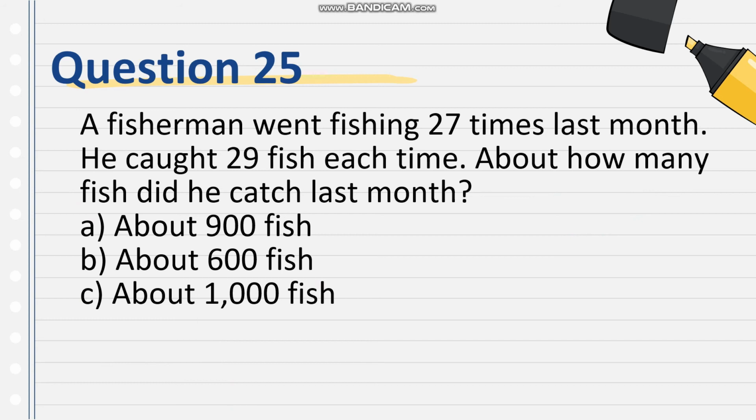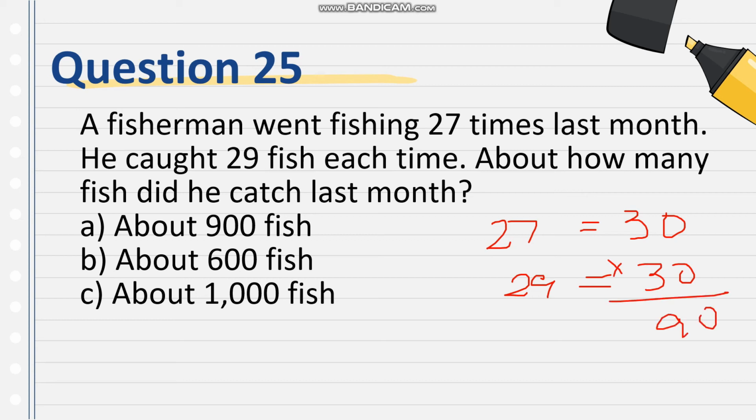Next, a fisherman went fishing 27 times last month. He caught 29 fish each time. About how many fish did he catch last month? So 27 becomes 30, nearest to 30. And 29 is also nearest to 30. So 30 multiplied by 30, that is 900. Because 3 times 3 is 9, and you have two zeros. So the answer is about 900 fishes.